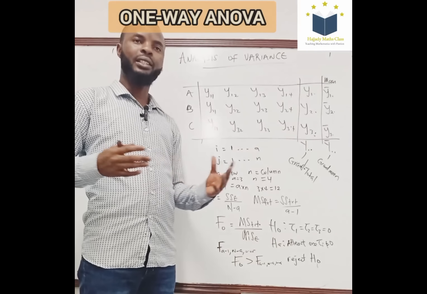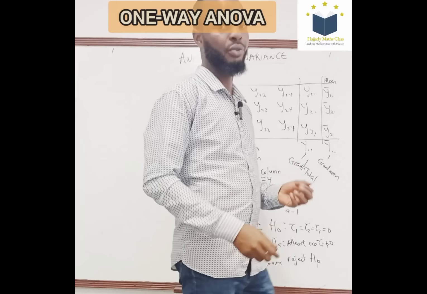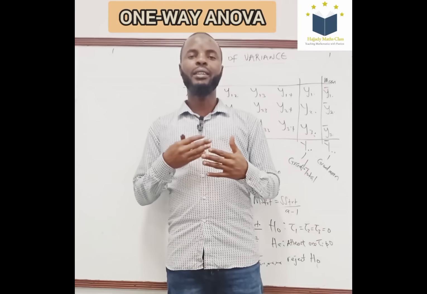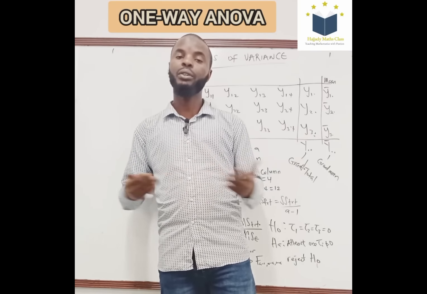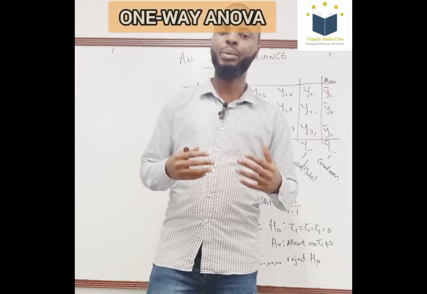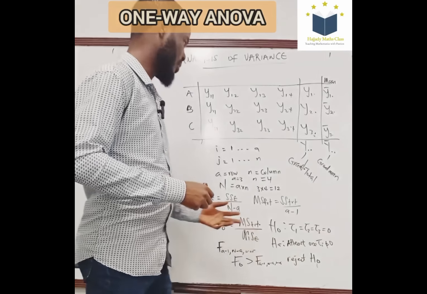You do not reject. The same thing applies with the p-value. You compare your p-value with 0.05. If the calculated p-value is less than 0.05, you reject the null hypothesis. But if your p-value is greater than 0.05, you do not reject the hypothesis. So those are the conditions.